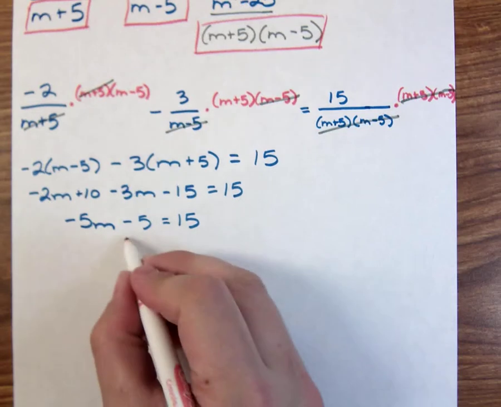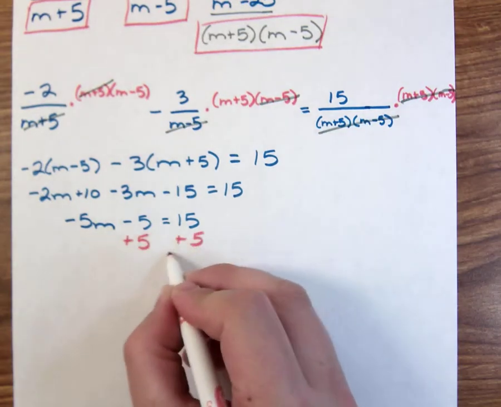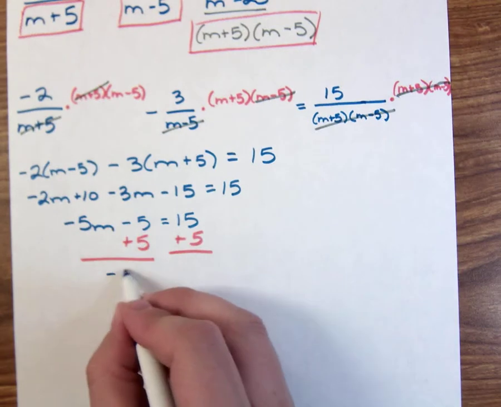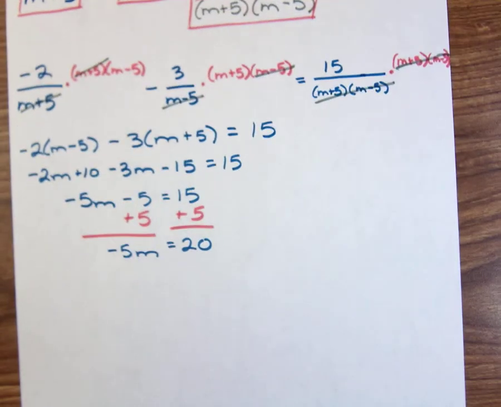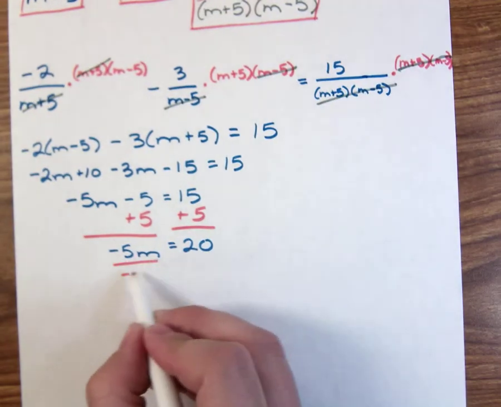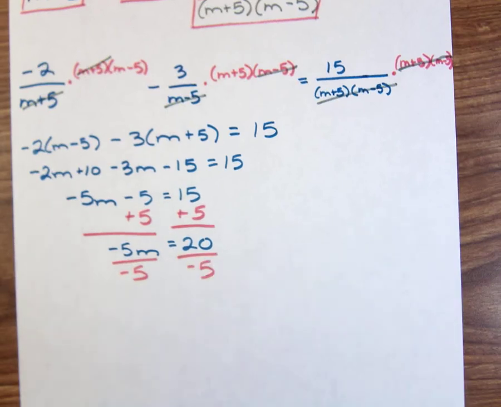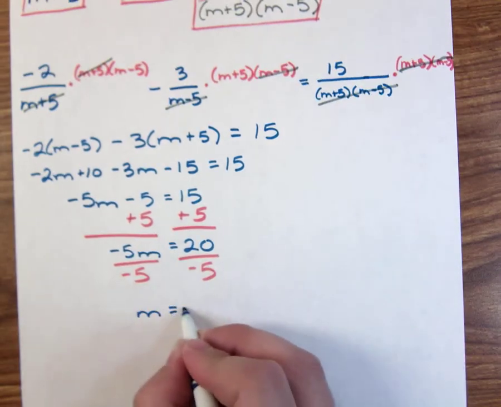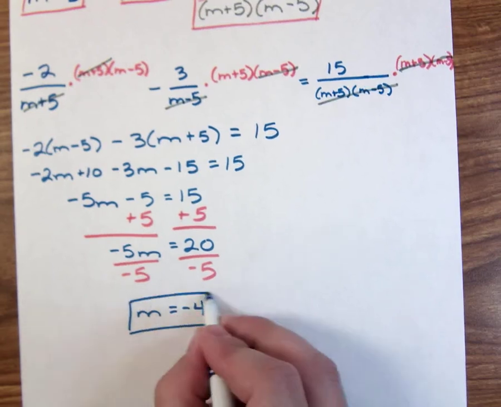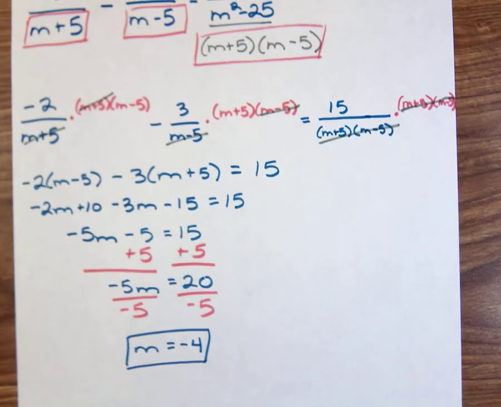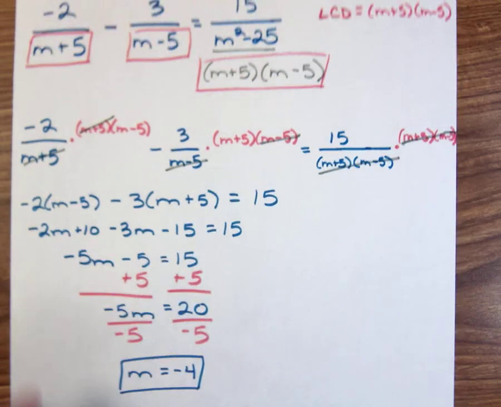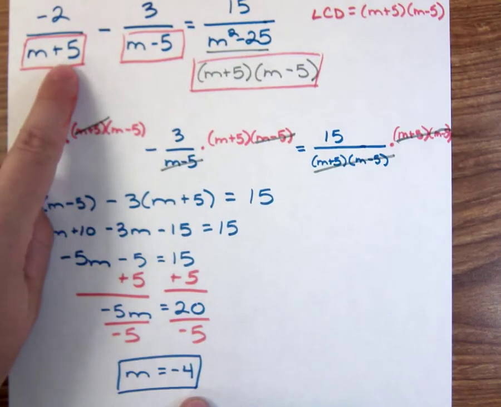Add 5. Negative 5m equals 20. So m equals negative 4. Negative 4 is okay, because if I go back and look at the original denominators, plugging in negative 4 does not give me a denominator of 0, because all these are plus 5s. Negative 4 plus 5 is not going to give me 0.